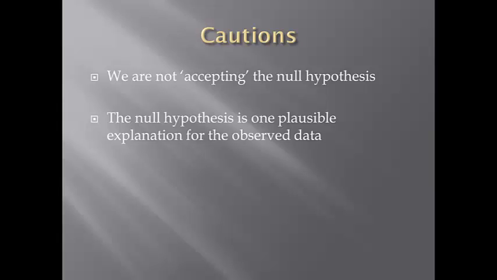Finally, a couple of words of caution. With this conclusion, we are not accepting the null hypothesis. We have not proven that his average commute time is the same on these two bikes. Instead, we're just saying the null hypothesis is one reasonable or plausible explanation for the data that we've seen.